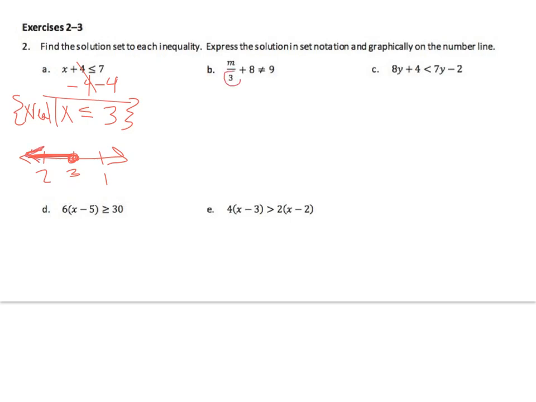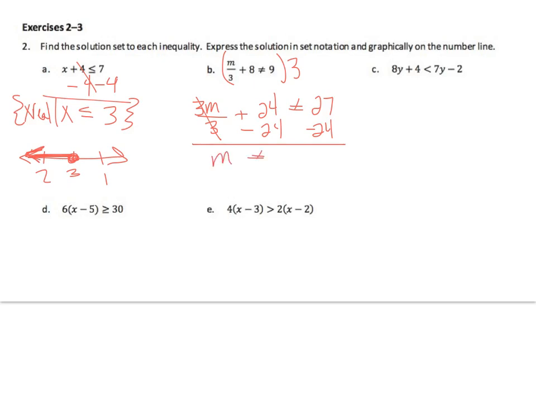B, I do not like that, so I want to get rid of it. Best way to get rid of that is to multiply every single thing in that equation by a 3. So if I distribute that 3 through, I'm going to have 3m over 3 plus 8 times 3 is 24 is not equal to 27. 3 over 3 is 1. Subtract 24 from both sides. I've got m is not equal to 27 minus 24 is 3. So there's my set notation. And graphically, I've got the 3 in the middle.